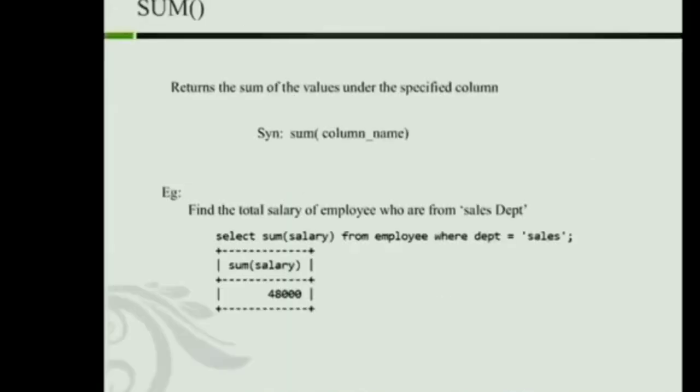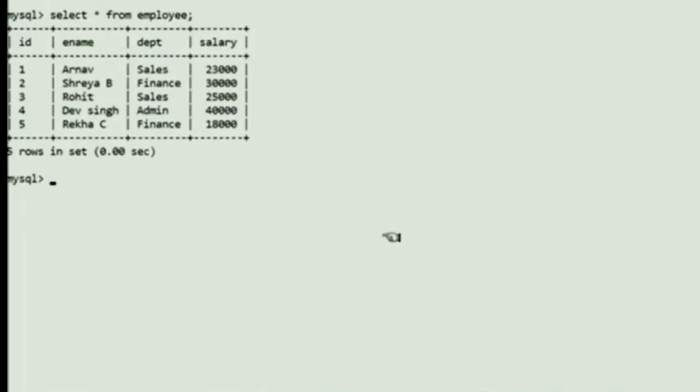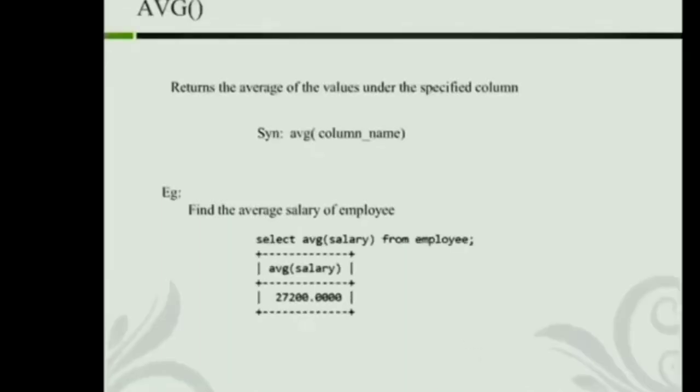Okay. Next is the average function. It returns the average of the values under the specified column. Syntax is AVG of column name. Let's check one example. Find the average salary of employee. So the query is select AVG of salary from employee. This function calculates the average value and returns the output as 27,200. So the answer is 27,200.